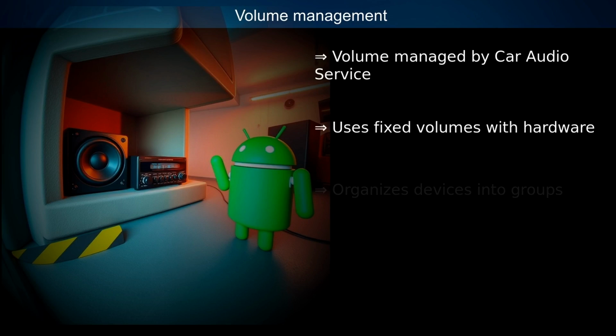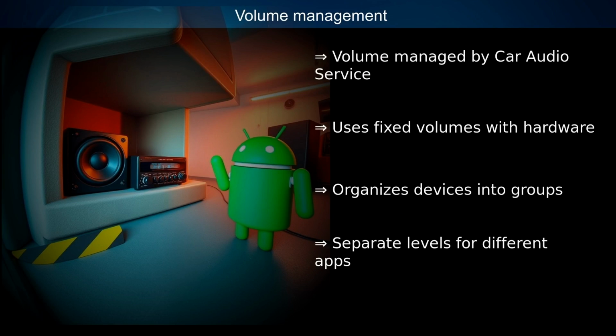Let's discuss volume management in Android Automotive. Volume management is handled by Car Audio Service. Car Audio Service uses fixed volumes with the expectation that volumes are applied below the HAL by a hardware amplifier instead of in the software. Car Audio Service organizes output devices into volume groups to apply the same gains to all devices associated with a volume group.